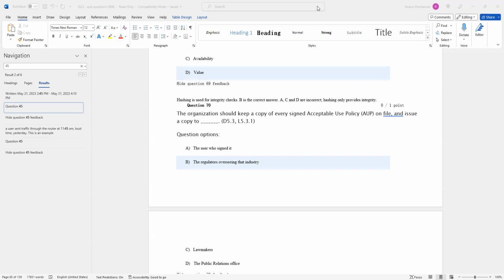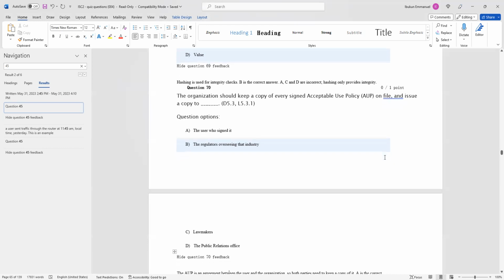And I like that. So A is correct there. The user who signed a copy of an acceptable use policy should receive a copy of that.